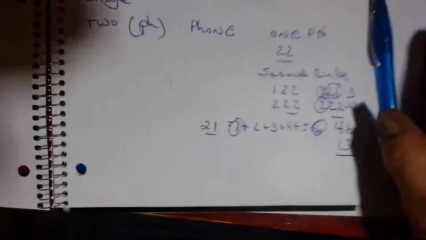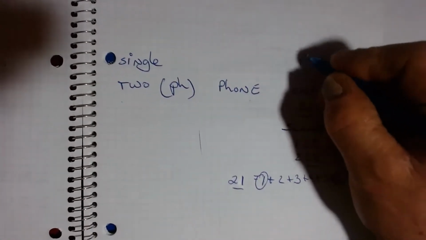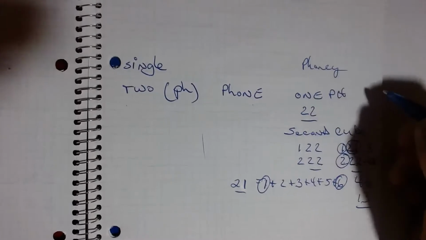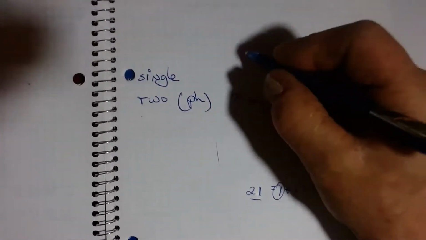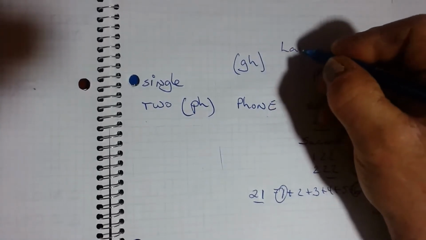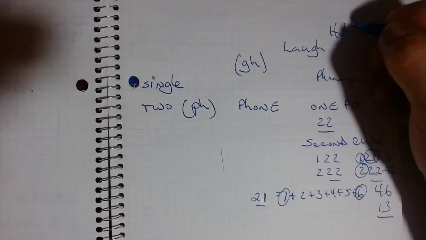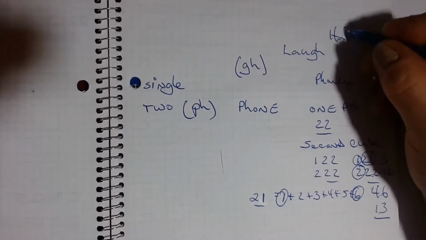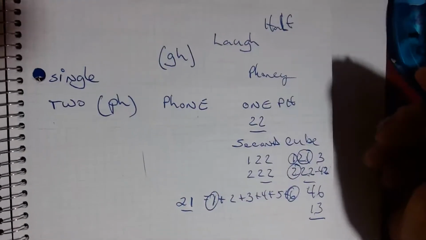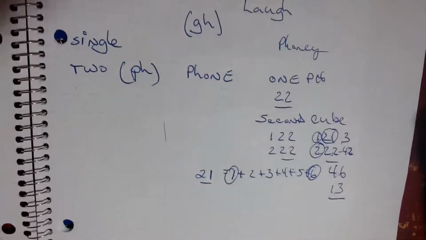So now we have the PH in phone, or phony, and all the ways we can get PH, or the one-letter words where GH comes in, like laugh. But we don't say half with a silent L. So there's a whole language going on inside the alphabet itself.